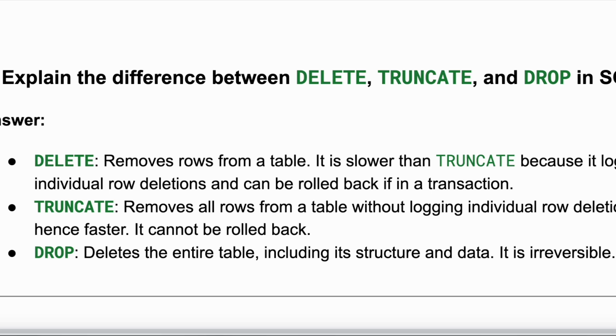And if you talk about truncate, it removes all the rows from a table without logging individual row deletions. Hence, it is faster and it cannot be rolled back. And the third is drop, which will delete the entire table, including its structure and data. So it is irreversible. These commands are used for removing records from a table, but every command has a different purpose. You should know when to use which command, like delete, truncate and drop.